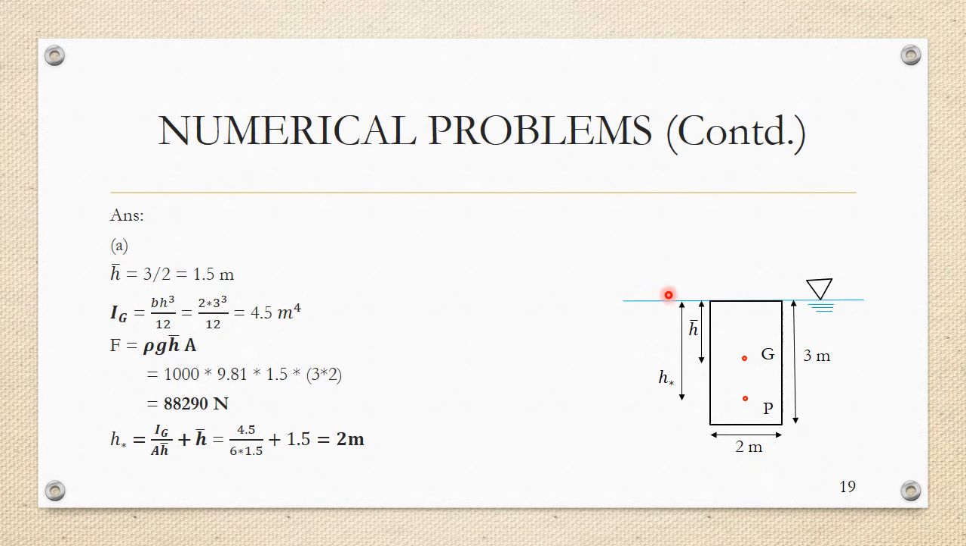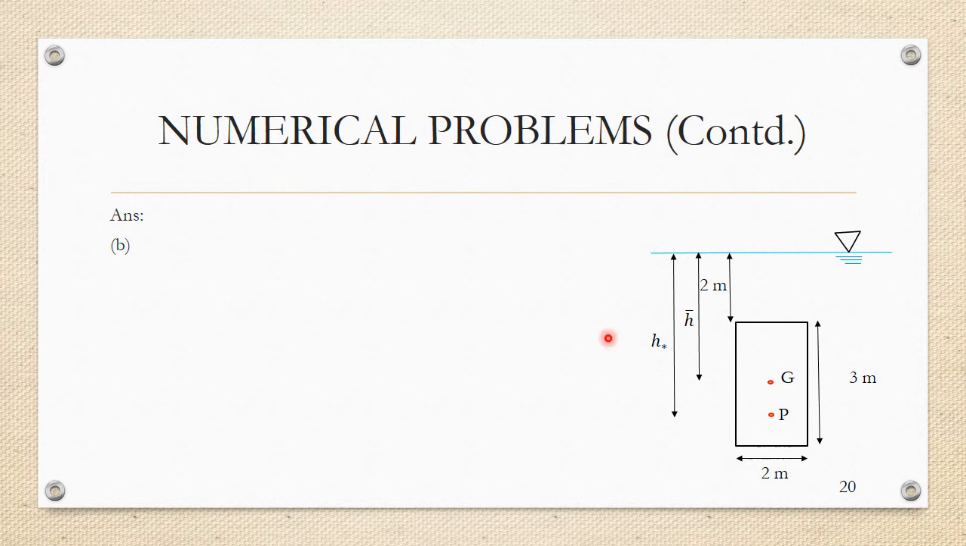Now they have also asked us another case in the problem, that is what happens when the rectangular surface is 2 meters below the free surface. So we'll look into that next. So here the same figure, but this time the rectangular surface is lying 2 meters below the free surface. So you can see that H bar has increased, H star has increased all by an amount of 2 meter.